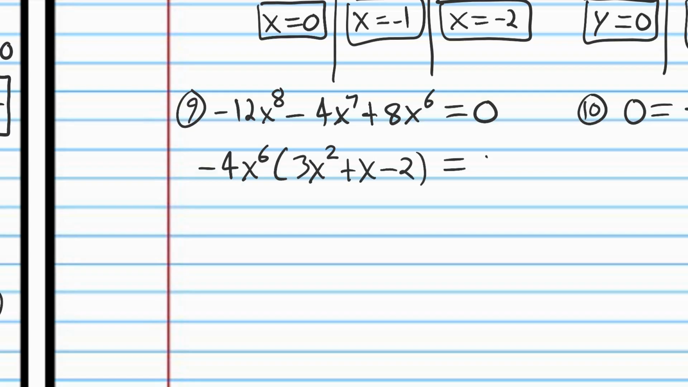I think that's correct, but I'm not sure. I got to multiply using the distributive property going backwards. So negative 4x to the 6 times 3x squared is negative 12x to the 8. That works. Negative 4x to the 6 times x is negative 4x to the 7th. That works. And negative 4x to the 6 times negative 2 is equal to positive 8x to the 6th. So it looks like that all works.